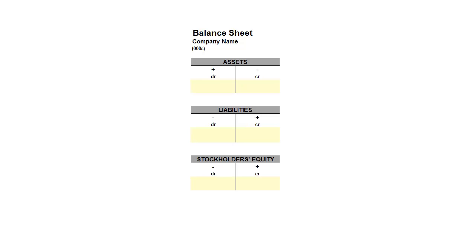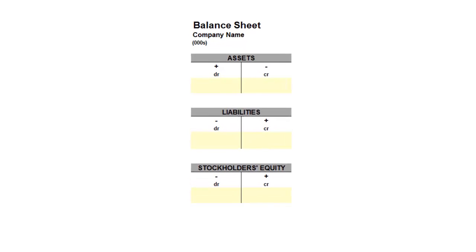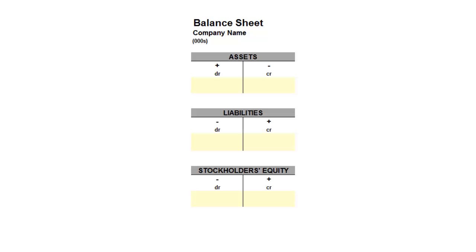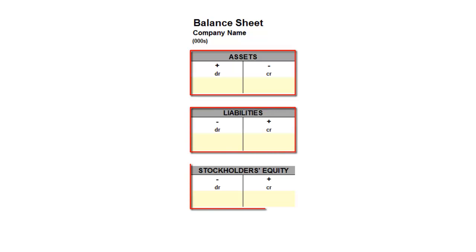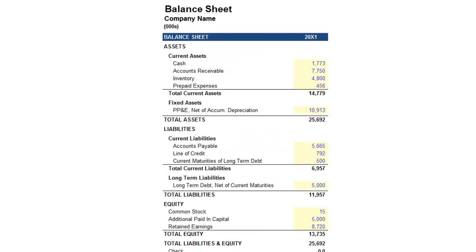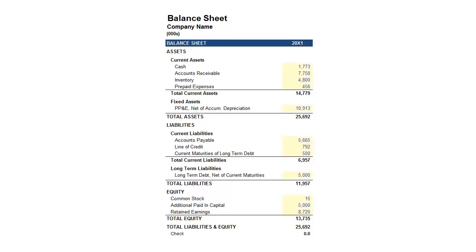For the time being, it's important to note that the balance sheet is really just a formal presentation of the accounting equation. The three primary components of the balance sheet being assets, liabilities, and stockholders' equity. You'll note that here as well on a slightly more detailed balance sheet. Once again, you can see assets, liabilities, and stockholders' equity.